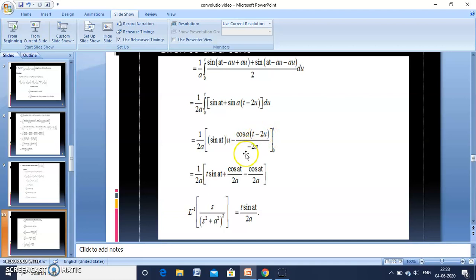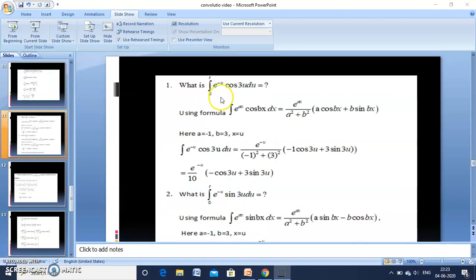The u coefficient is minus 2 into a. Minus 2u, actually a. So the u coefficient is minus 2a in the denominator. Apply the limit 0 to t. So upper limit minus lower limit on substituting. On simplification, these two terms will cancel. Finally, we get t into sin at divided by 2a. So we need this concept for the third problem.